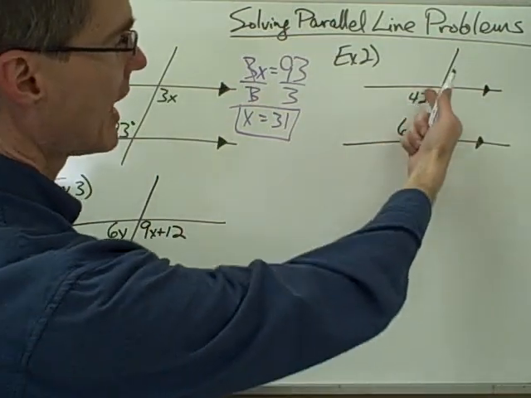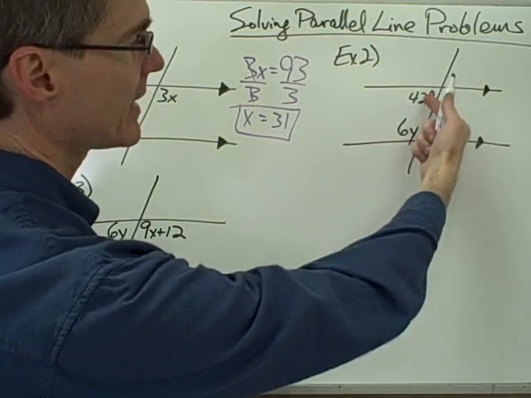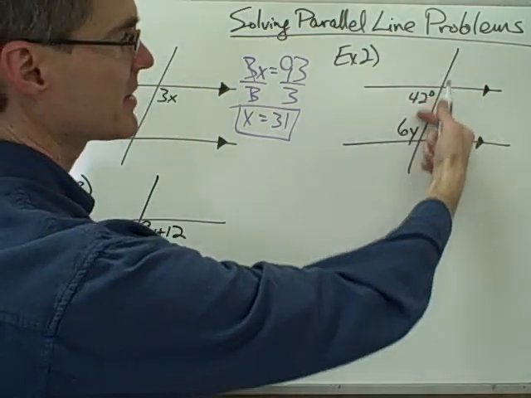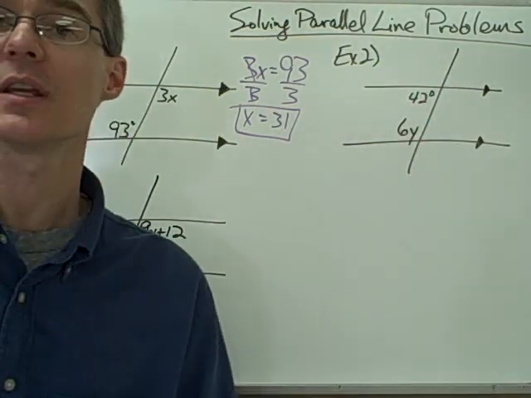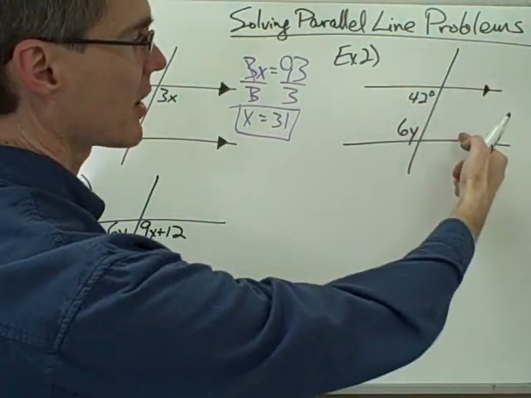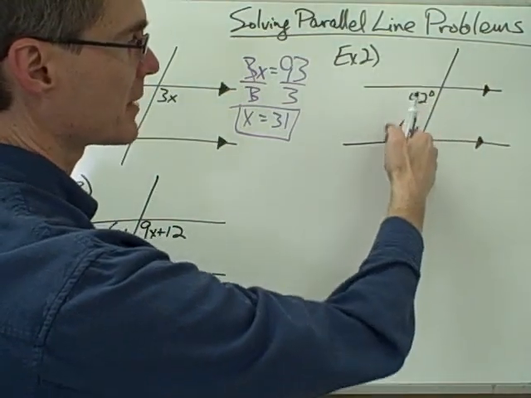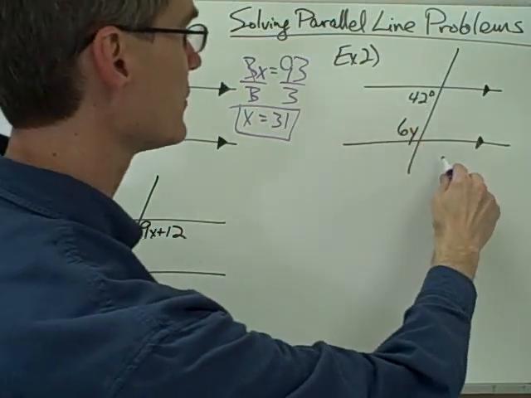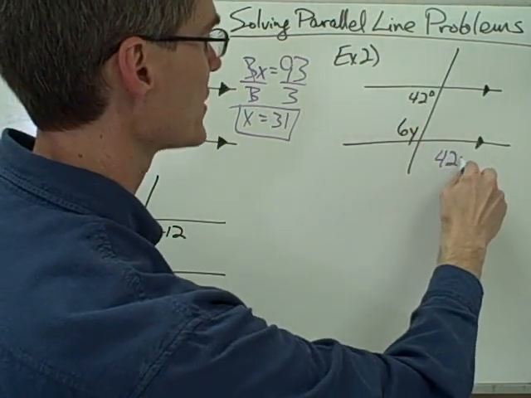Example number 2, I have these two values given to me, and I notice that these two angles are same side interior angles. Well, I remember the same side interior angles theorem says that if two parallel lines are cut by a transversal, then same side interior angles are supplementary. So I just take both of these angles. Since they're supplementary, that means their sum must be 180.